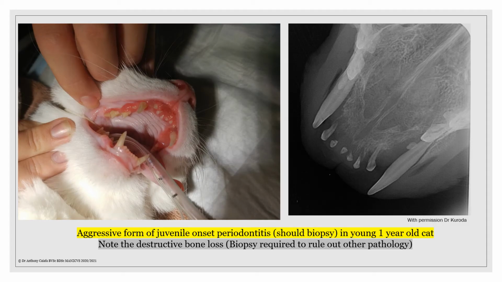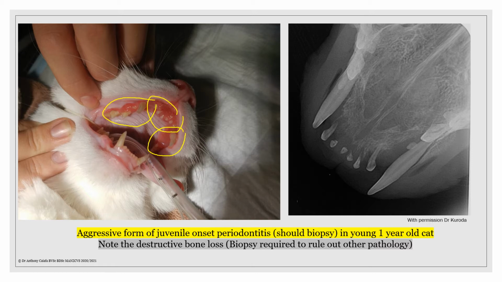This is another example of juvenile onset periodontitis, but this is a more aggressive form of the disease in this 1-year-old cat. If you look at the photograph on the left-hand side, you can see quite marked hyperplasia of the gingival tissues involving the canine, the incisors, and even the premolar teeth. So this is quite an aggressive form of disease.